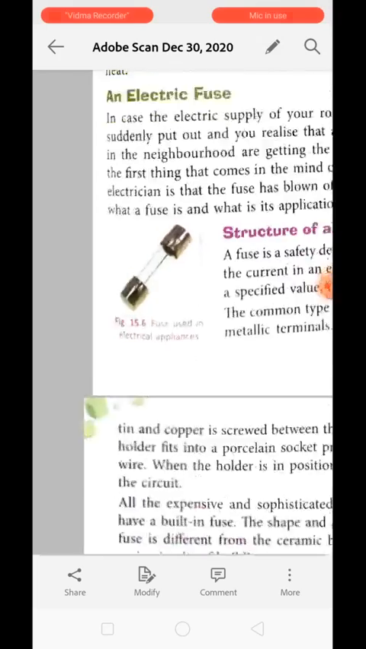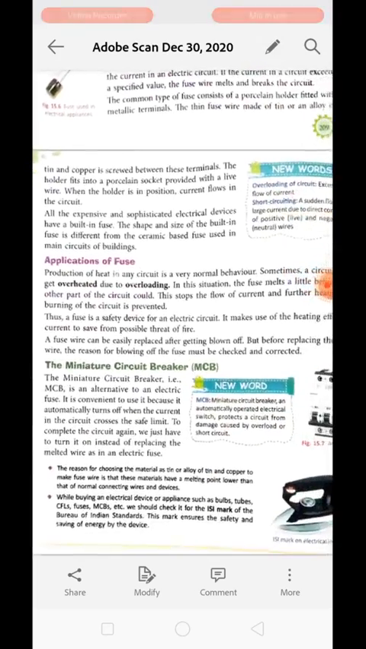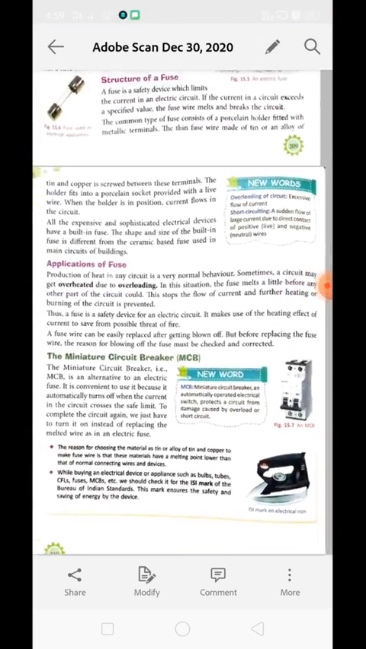Now next is the application of the fuse. Where do we use this fuse? Production of heat in any circuit is very normal behavior because of the heating effect of electric current. Sometimes a circuit may get overheated due to overloading. In this situation, the fuse melts a little before any other part of the circuit could because it is thin. It stops the flow of current and further heating or burning of the circuit of the device.